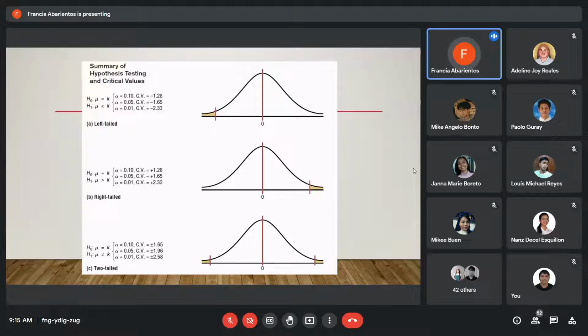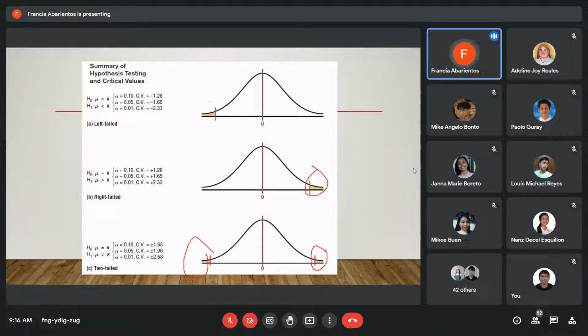So we have now the summary of having this hypothesis testing and the critical values. Yan, class, this is an example of a left tail test. So dito, class, yung shaded part niya, so that is now your critical region. While here now in the second figure, you have now the critical region shaded on the right portion, and a two-tail test now is on both ends of the distribution.